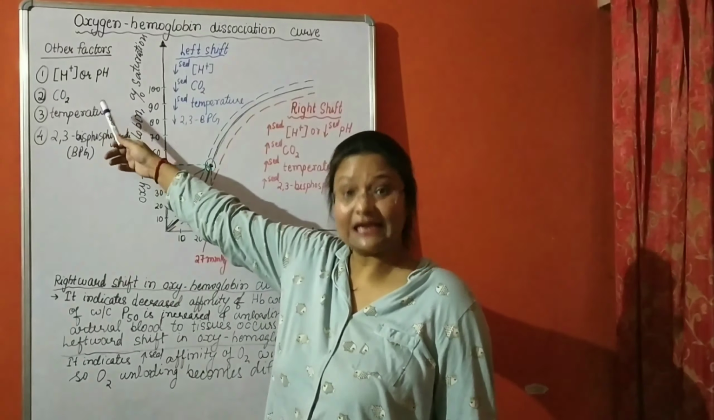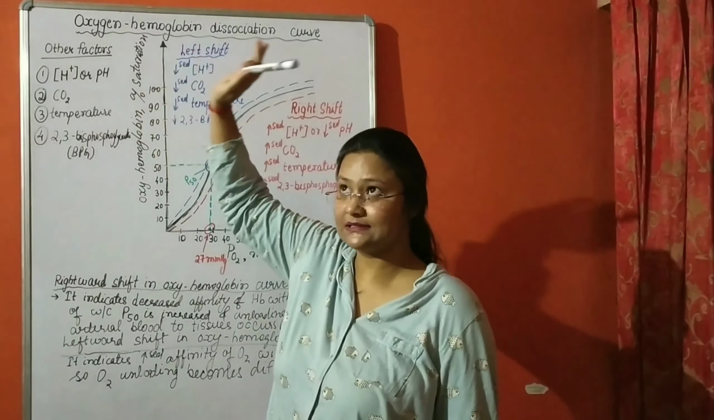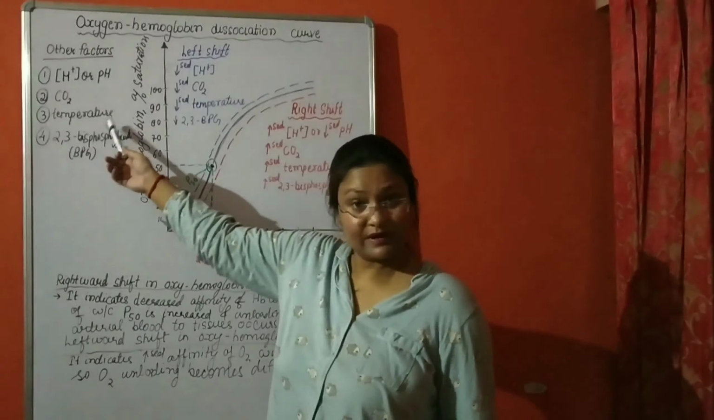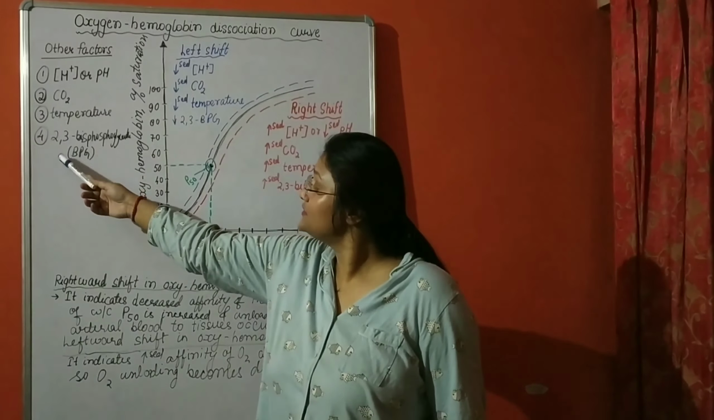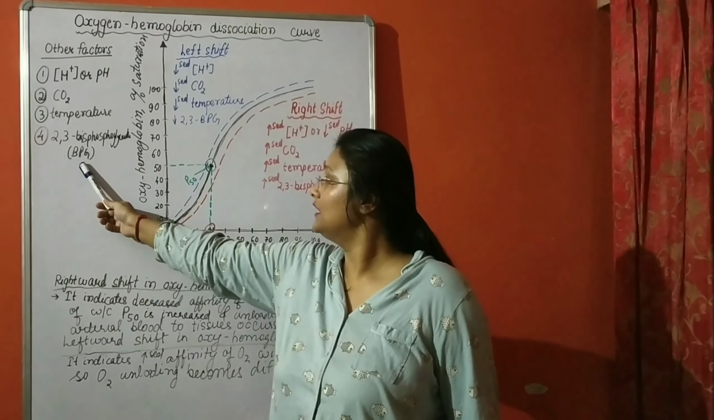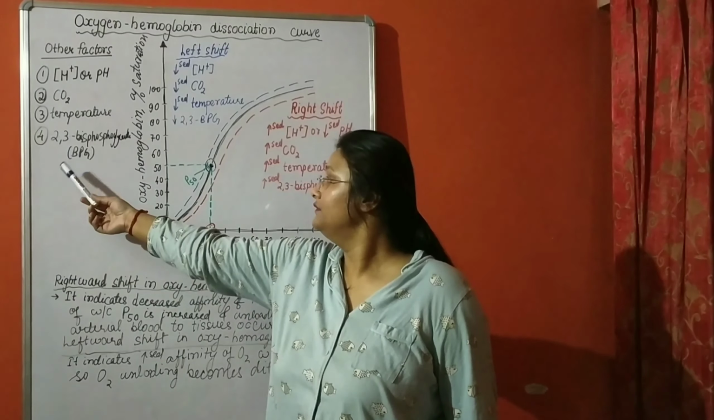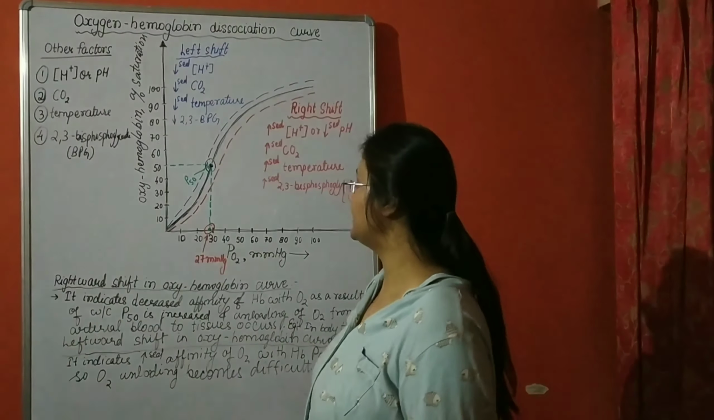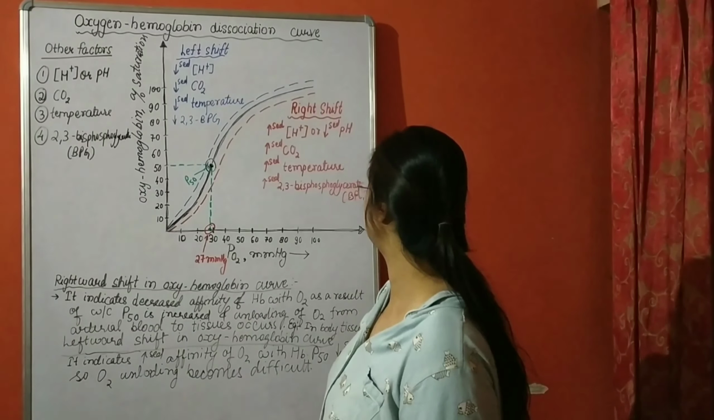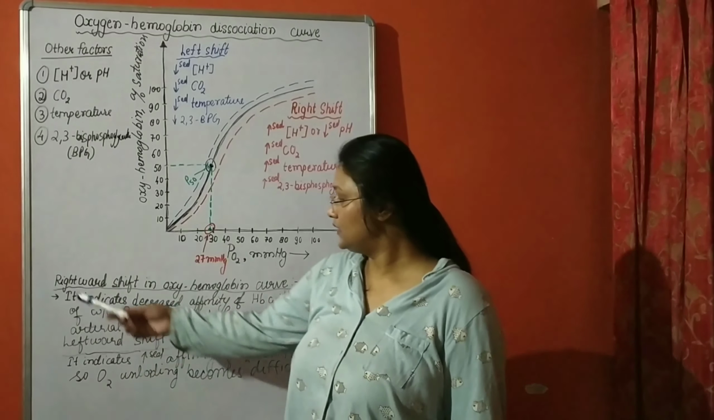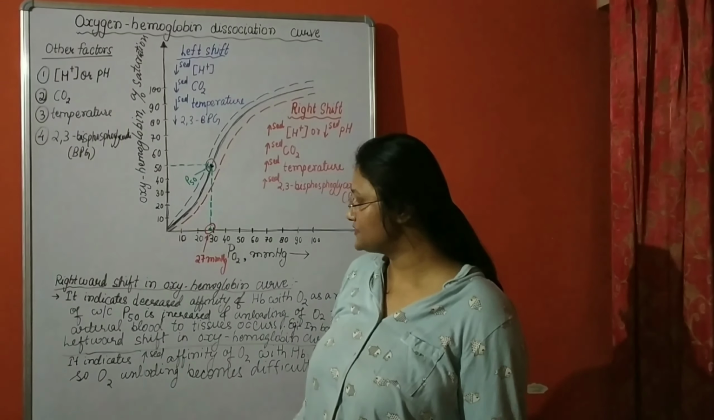Carbon dioxide is the second factor, which I discussed somewhat earlier also. Temperature, and formation of 2,3-bisphosphoglycerate, for which we use the symbol BPG. So let us discuss rightward shift first.